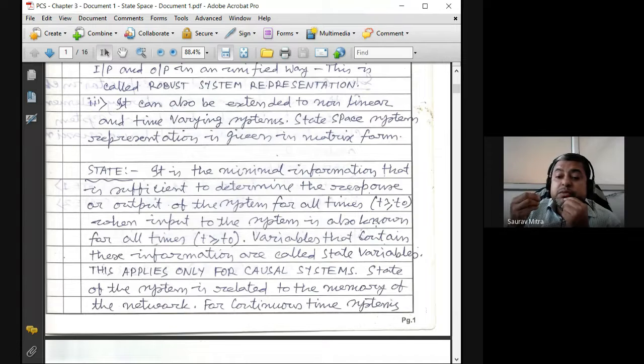How much is going to be the sampling instant? How much is the time precision we require? How many states we want to generate between any interval? That is there in our hand. Okay, so it is a state. What is the definition of state?